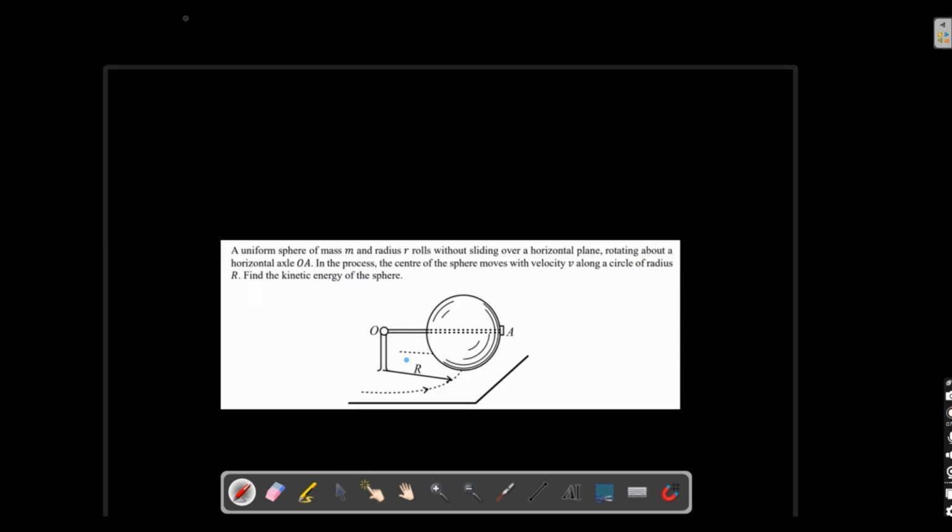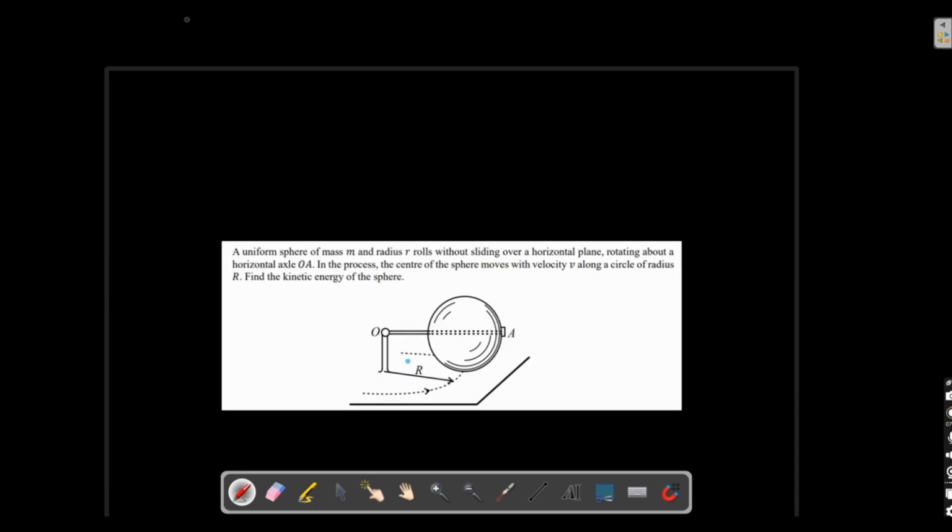Let's see the next question. A uniform sphere of mass m and radius r rolls without slipping. This is of mass m and radius r. Rolls without sliding. Over a horizontal plane rotating about a horizontal axis OA. In the process, the center of this sphere moves with velocity v along the circle of radius R and the kinetic energy of this sphere. How much is the kinetic energy of this sphere?